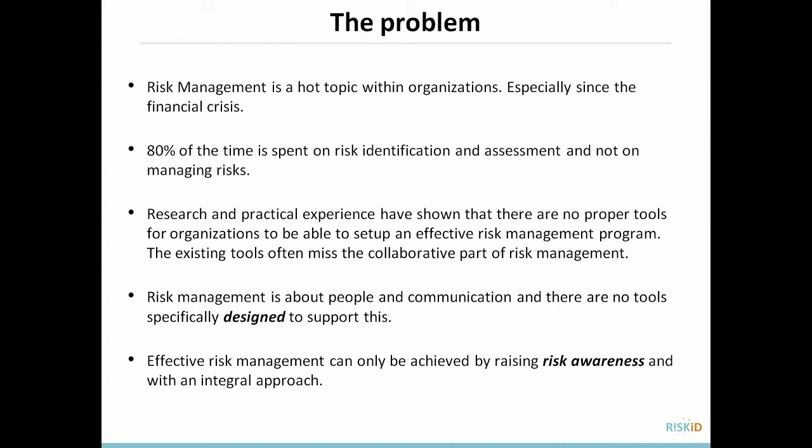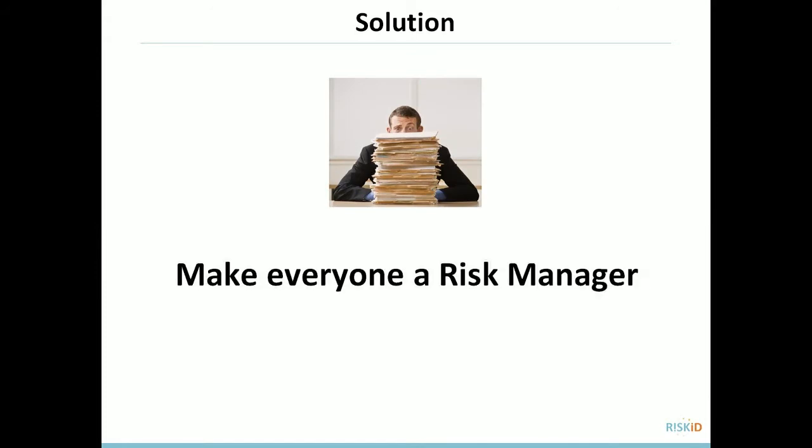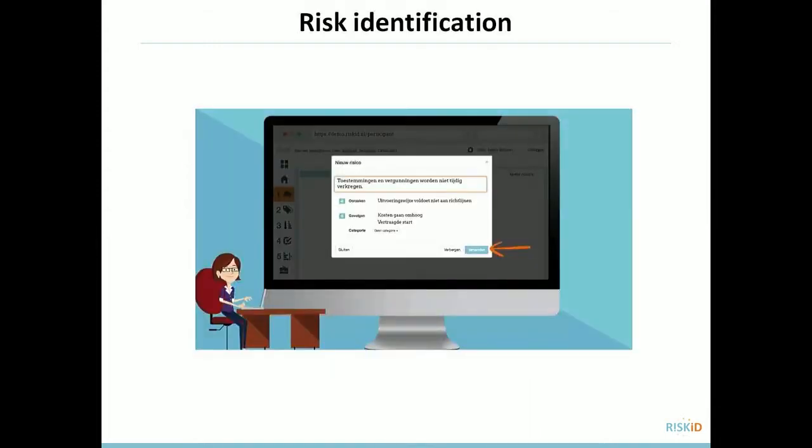I think effective risk management can only be achieved by raising risk awareness and with an integral approach. So the solution is actually to make everyone a risk manager, because if you look at the function name, risk manager, it's quite weird because you're not supposed to manage the risk. You're more a risk facilitator. You need to facilitate the process. And then the ownership should be placed back to the business. They are the risk owner. They need to do something about the risk and the measures.